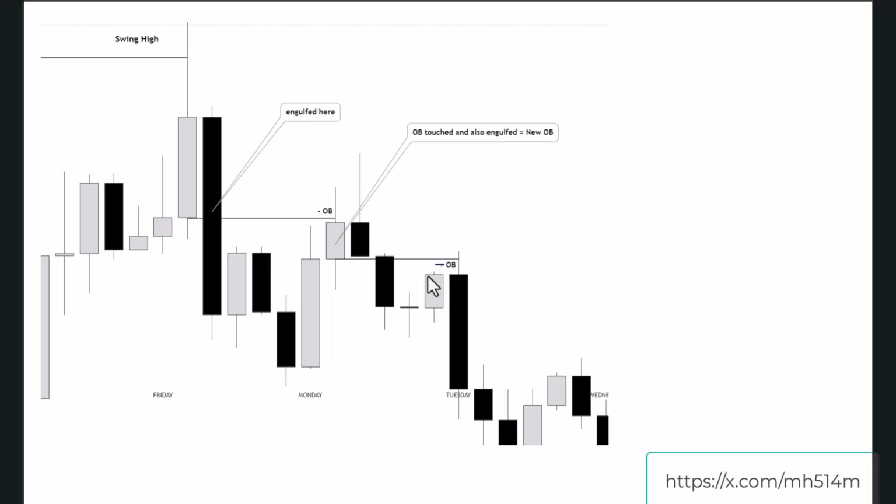This is an advanced technique to identify the order block. An order block doesn't always mean that the candle itself must touch the key level; if the engulfing candle touched the key level, it also becomes an order block. Here we can see a clear example. This candle should be an order block but didn't touch the key level, but this engulfing candle just touched the key level and engulfed, which means this green candle becomes an order block.